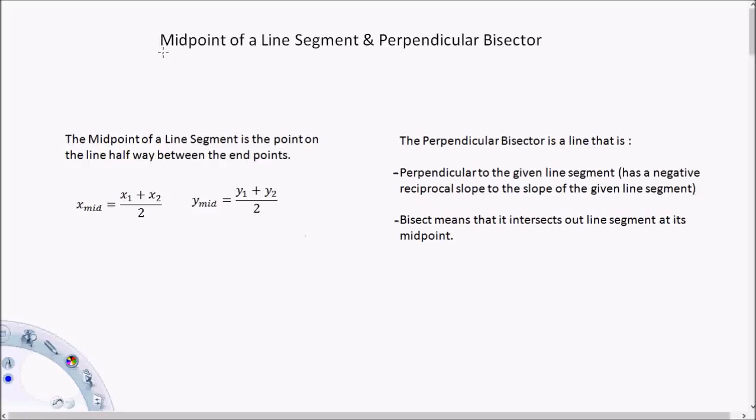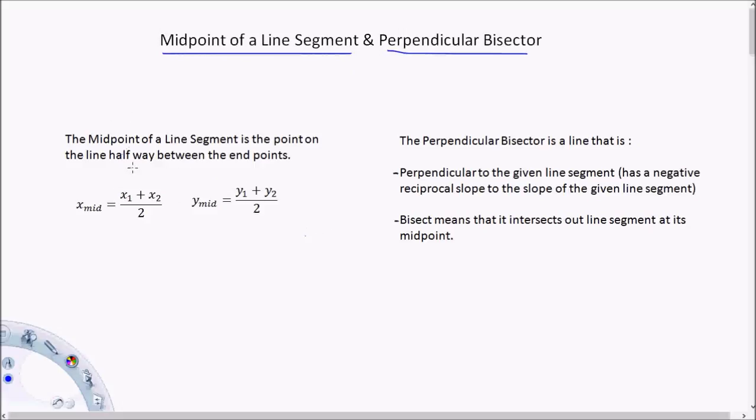In this video, we are going to talk about how to find the midpoint of a line segment, as well as the perpendicular bisector, and the two are related. This first slide, we show some instructions as to how to find, or definitions on, these specific topics, and the page is split in half.